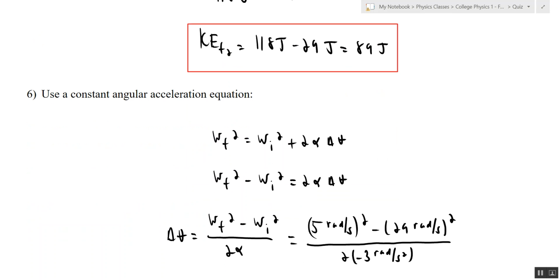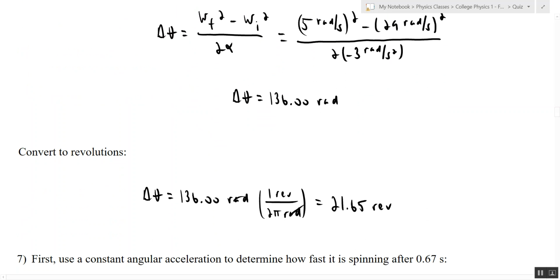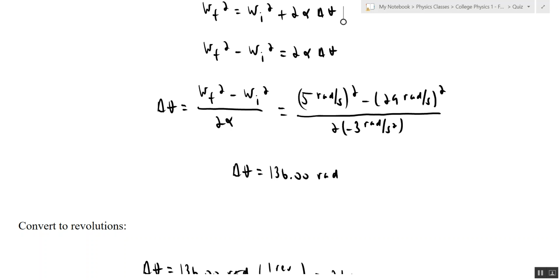For 6, you have to use a constant angular acceleration equation. So now we're moving from momentum to rotation. You use this equation because you know omega f and omega i, the initial and the final angular velocity, and you know the angular acceleration, and you're trying to find something related to angle or revolutions. Revolutions is always an angle thing.